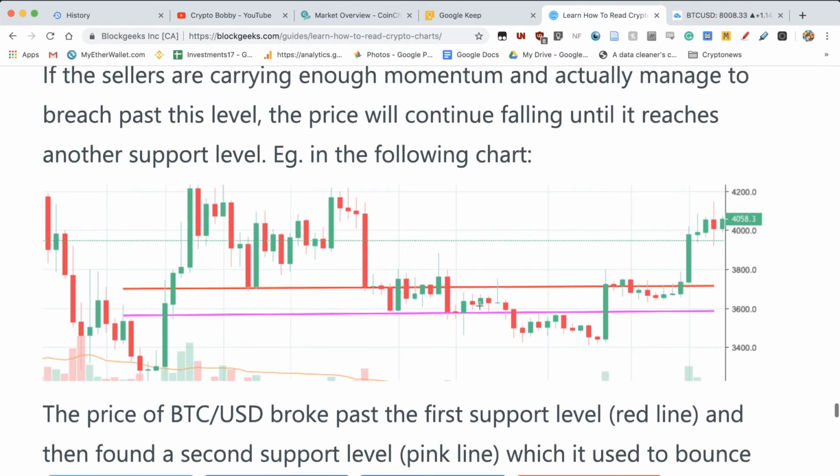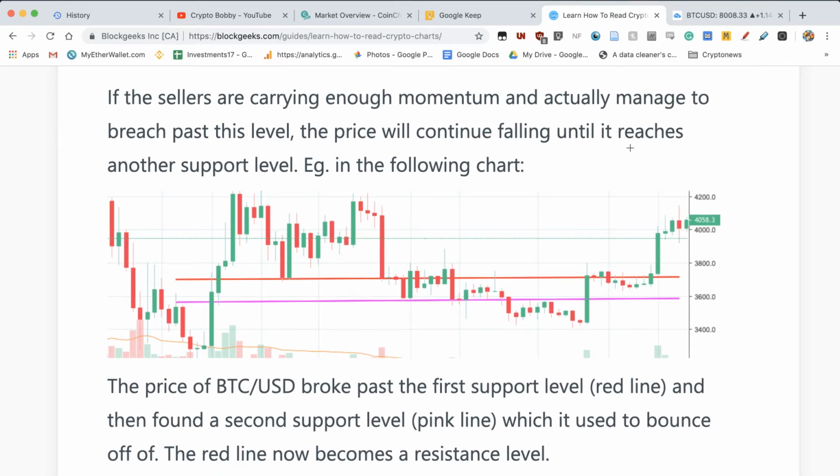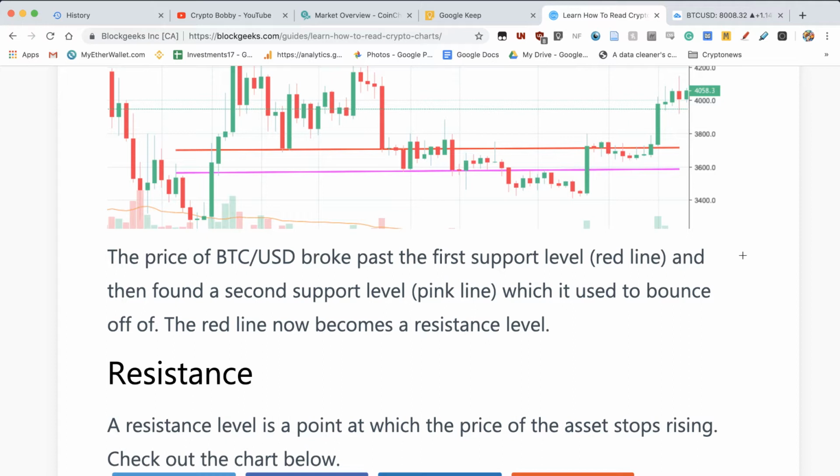Now, if the sellers are carrying enough momentum and actually manage to breach past this level, the price will continue falling until it reaches another support level. So you can have multiple support levels, and the price might stop at one and bounce around there to see if it is a strong support level. If it's not strong enough, it will break down again and look for the next support level, and so on. So there are multiple support levels on different time frames, and some are much stronger than others. That's an important thing to know.